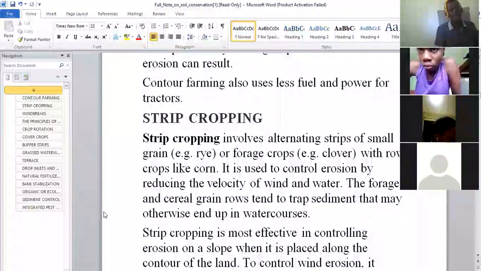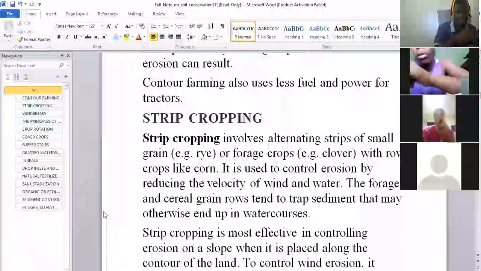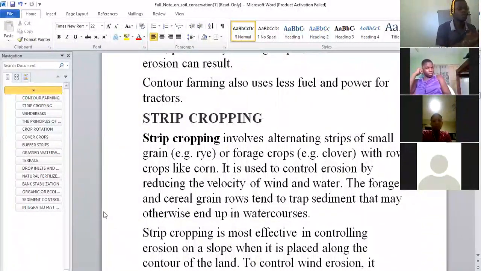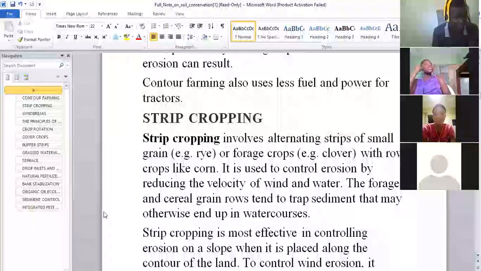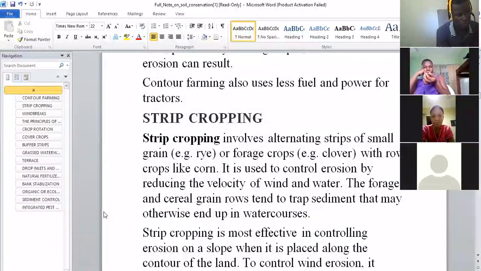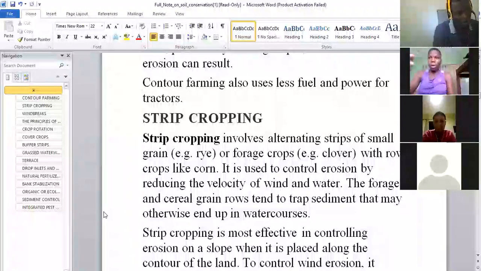Okay, let's go on. Under strip cropping, we alternate grains with legumes. How we do it is, for instance, if we plant maize and groundnuts, these are two different crops. The maize is a grain and the groundnut is a legume. You all agree with me that the maize is taller, but the groundnut also spreads wider.